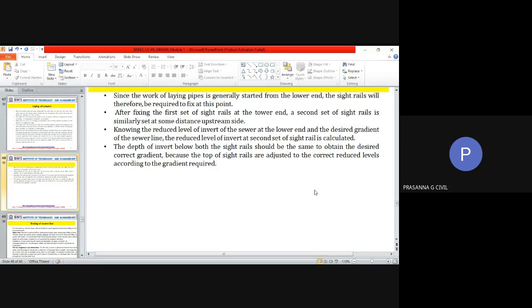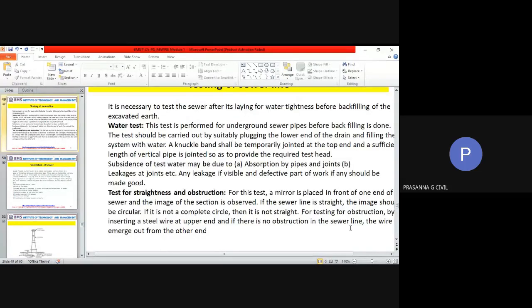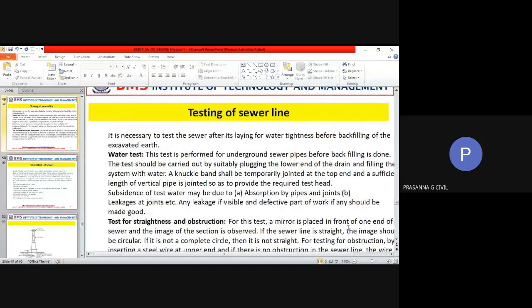So the depth of the invert below the site rail should be the same to obtain the desired gradient. The top of the site rails will always be kept at the correct reduced level so that they can check at all times. So this is the way in which they will keep laying the sewer lines. From one end to the other end, they will continue repeating this.